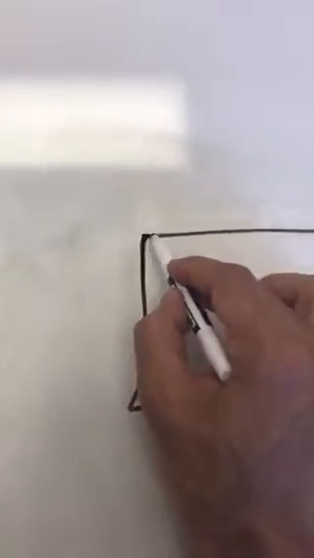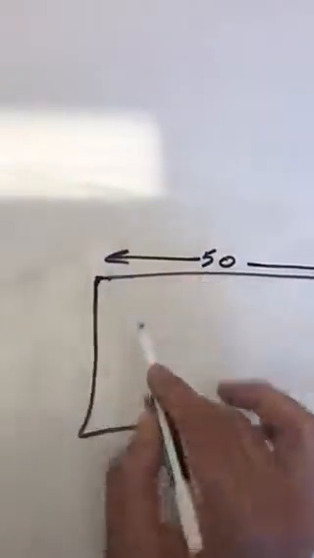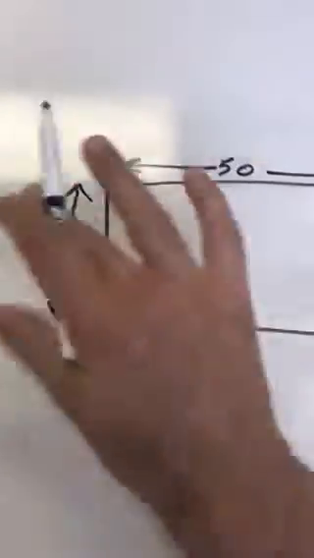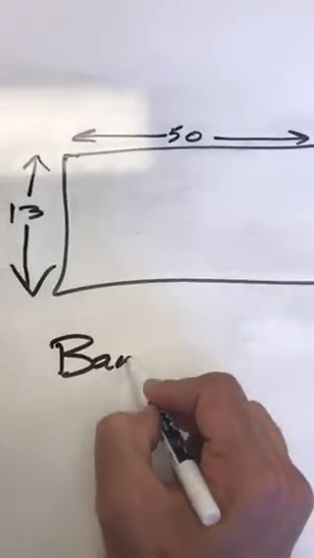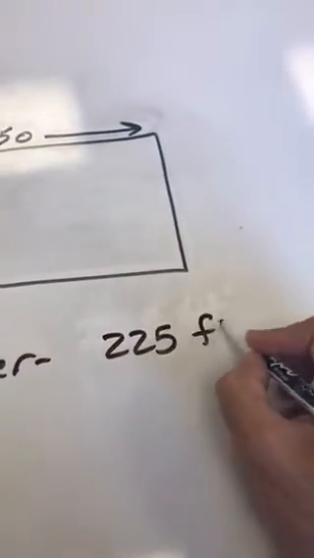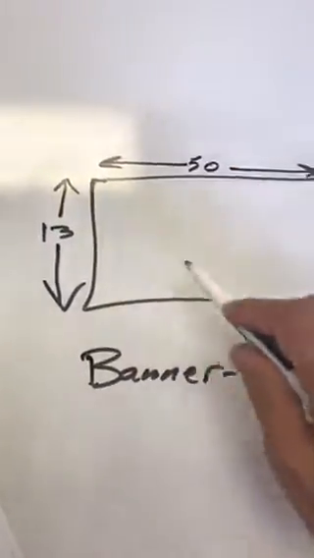So if I think about my wall like this and draw kind of just a diagram of my wall, I know that the wall is 50 feet across and it is 13 feet high. And so if this is my wall, my banner is 225 square feet or feet squared. And so the banner has to be able to fit on the wall.